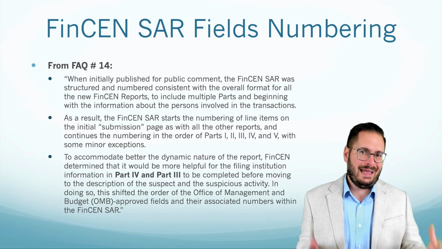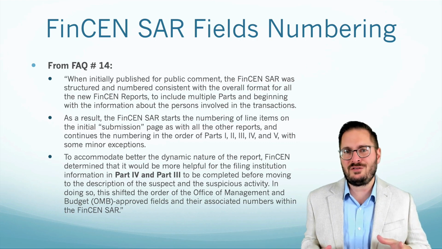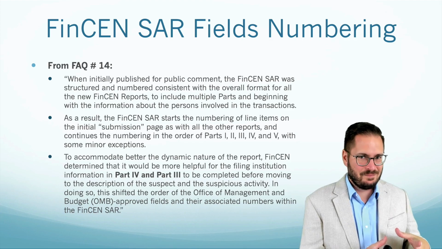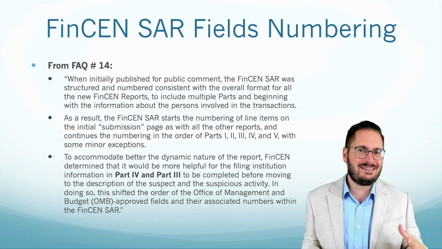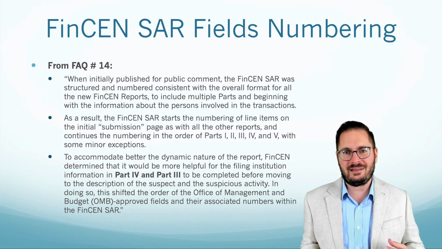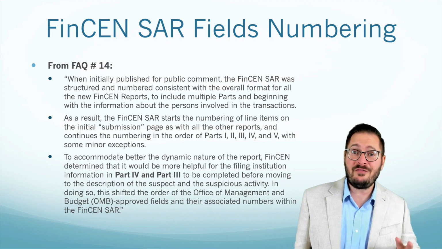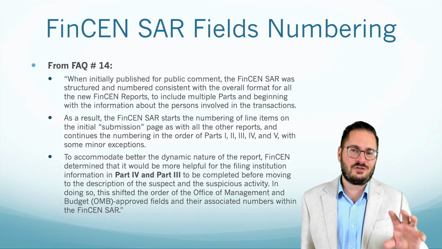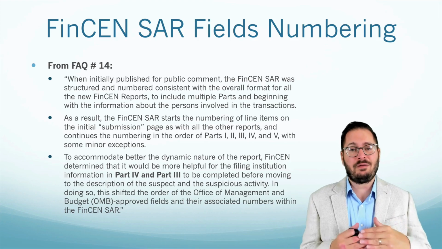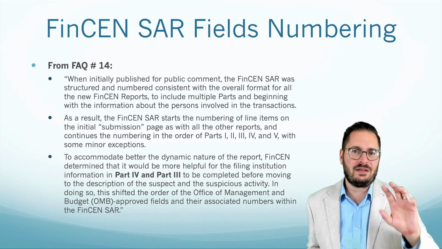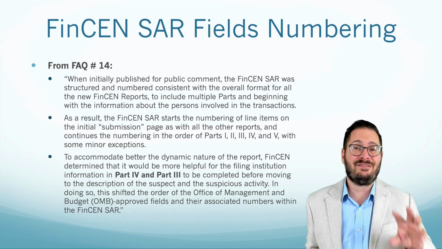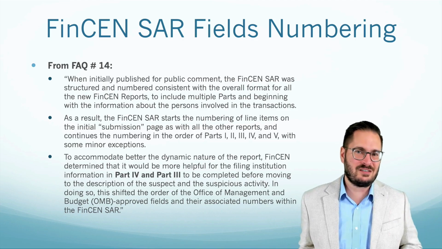Now, what happened was when FinCEN moved to the electronic form that we currently use today, they realized that it didn't make sense to start with part 1 first. In order to fill out the form electronically, it made more sense to start with information from the filing institution. So it does make sense when you think about it logically. If you're going to complete a SAR, first of all, who is completing the SAR? What financial institution? Then who is the SAR on? Secondly, and finally, what is the suspicious activity?